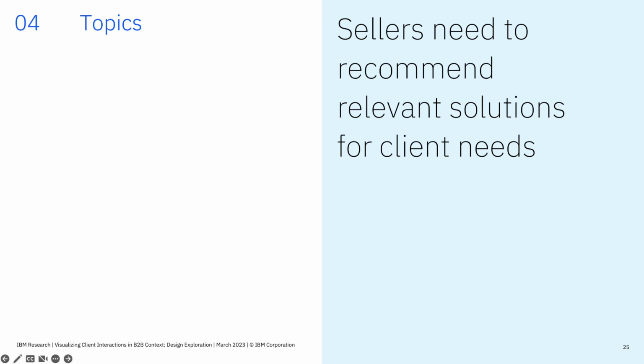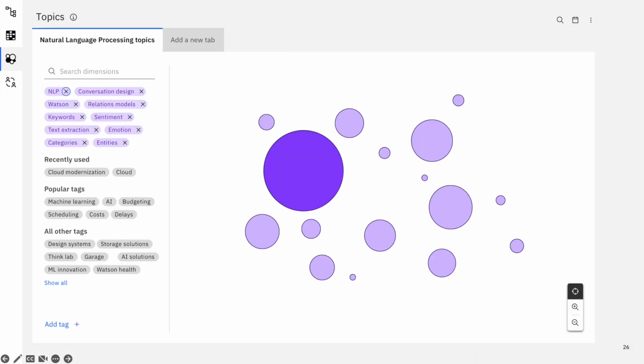The topics visualization is another way for users to see the details of their interactions. They needed to see the most relevant topics to address with the client so that they could recommend the best products and services possible. This visualization shows the popularity of various topics through natural language processing, specifically latent Dirichlet allocation.